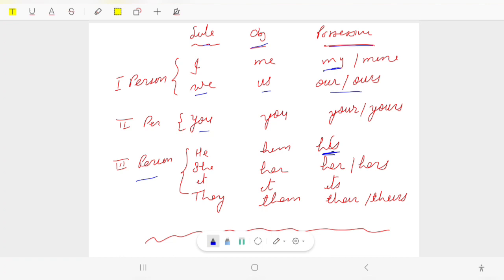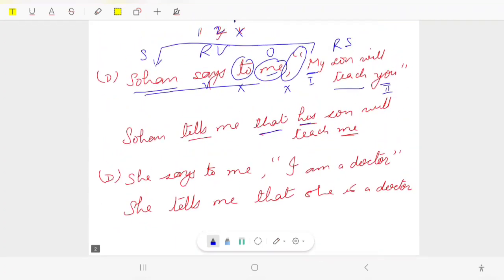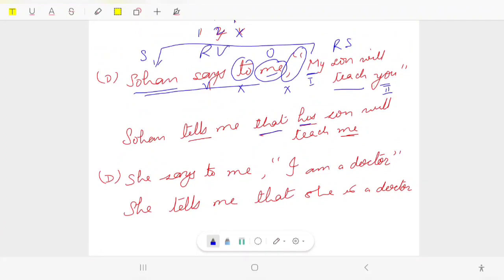You can see the same column, you have to pick up from the same column. So his son will teach. Now you, it's second person, and second person has to change according to the object. Now it is object form. If you come after the verb, then we call it object form. If it comes before the verb, then it is subject form. At this time it is after the verb teach, so this is in object form. So we will write object form, me itself is object form. So here Sohan tells me that his son will teach me.